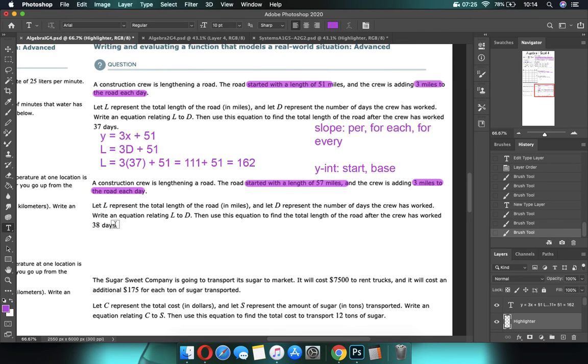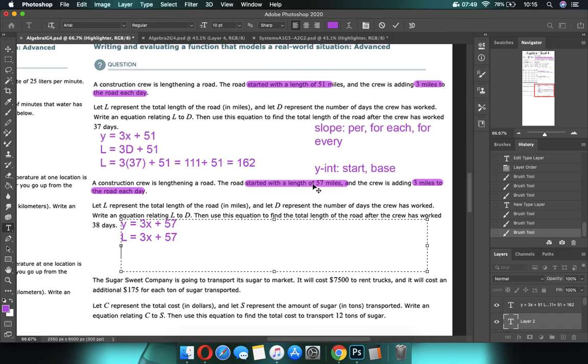All right, so since we already know the setup from up here, let's see what we can do to paste in what we know. So y equals, what's our independent variable? What's our per, for each, and for every? It's going to be our 3. And then what's our base price? Our y-intercept is going to be 57. All right, only they don't want x and y, they want L and D.